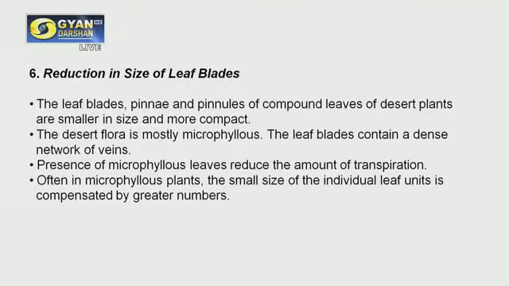Reduction in size of the leaf blades. Why? Again the same point, because they need to reduce the transpiration. So leaf blades, pinnules of compound leaves are smaller in size. The surface area of the leaf is reduced. Mostly they are the microphyllous leaves. Presence of microphyllous leaves reduces the amount of transpiration, and that is why they have a greater number of leaves, because the surface of the leaf is reduced, so the number is increased, so that they can carry out photosynthesis efficiently.